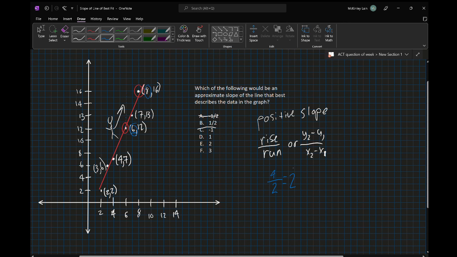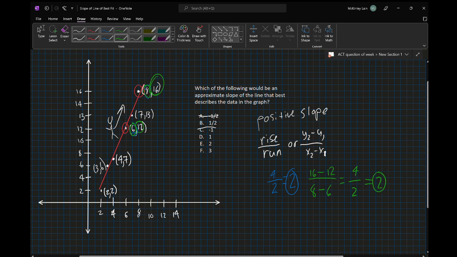We get 2. If we looked at it in this other way, y2 minus y1 over x2 minus x1, we can take y2, which is our 16, minus y1, which is our 12, over x2, we have 8, minus x1, from our graph, we get 6. Here, 16 minus 12, we get 4. 8 minus 6, we get 2. There again, we get a slope of 2.